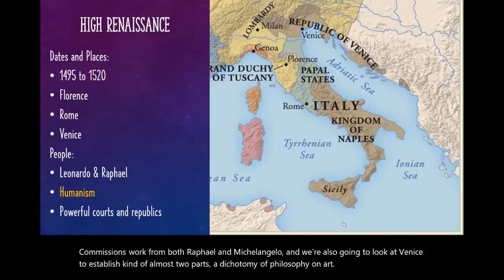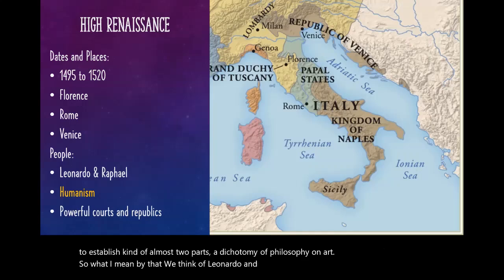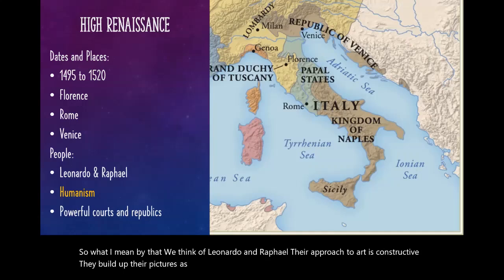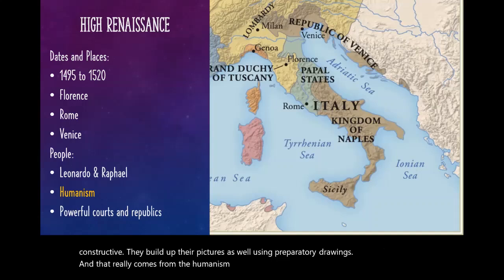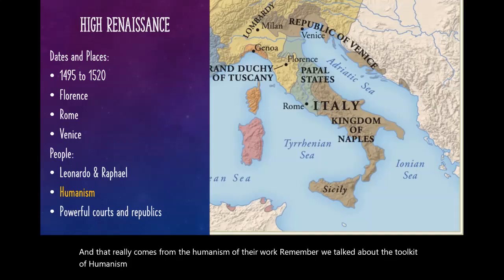So what I mean by that, if we think of Leonardo and Raphael, their approach to art is constructive. They build up their pictures, as we'll see, using preparatory drawings. And that really comes from the humanism of their work. Remember, we talked about the toolkit of humanism with perspective and foreshortening, thinking about chiaroscuro and the light source to make things that much more realistic.